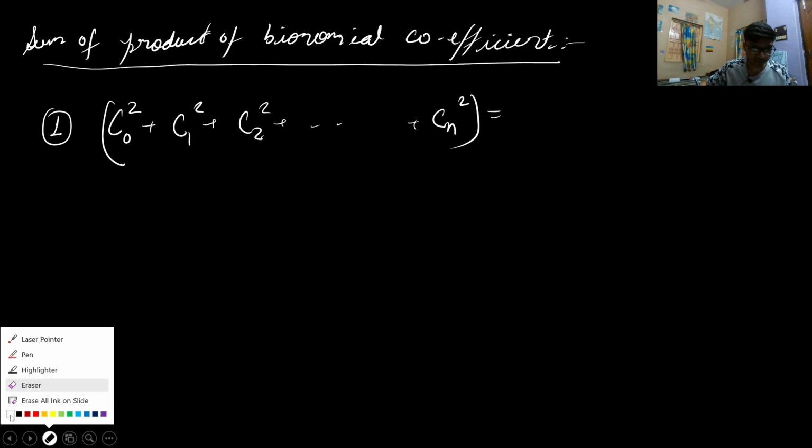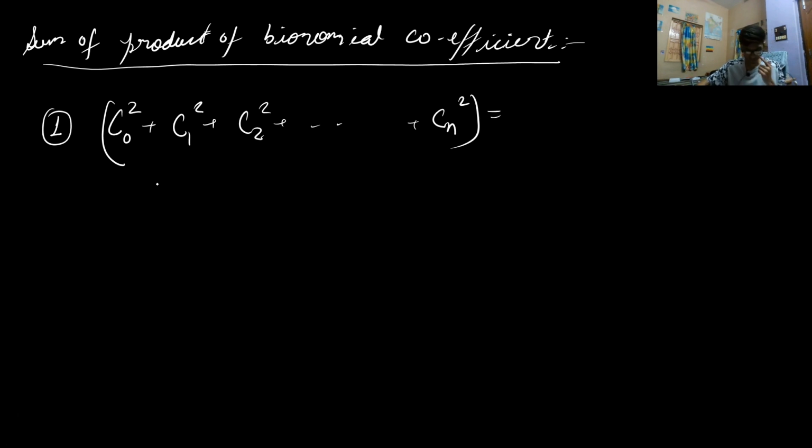Okay. So the result of this particular problem, that is C0 whole square plus C1 whole square plus C2 whole square plus Cn whole square, this particular summation is equal to S. So how will we deal with this particular problem?